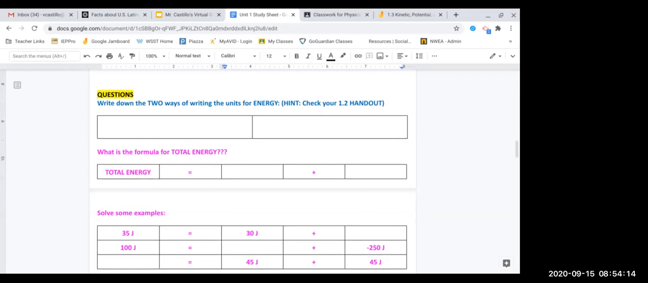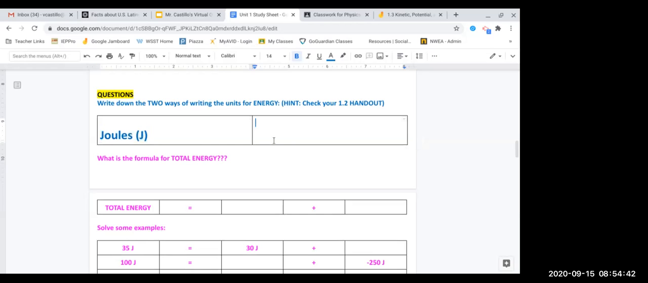The first question says, write down the 2 ways of writing the units for energy. And we have one of our scholars right here, Sarai. He was able to find one of the first ones. The first way of writing the units for energy is joules. Remember, it's pronounced like jewel, like jewelry, but it's spelled like this, joules. So I'm going to put this a little bit bigger so we can see it. And the second one is a little bit tricky.